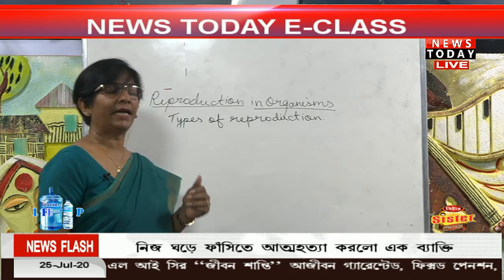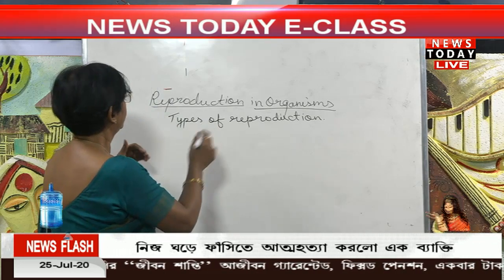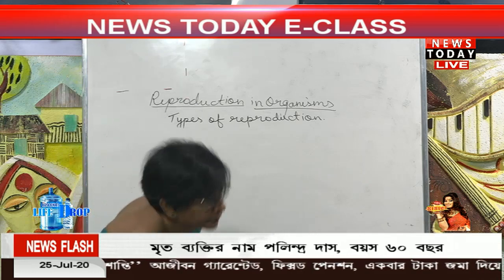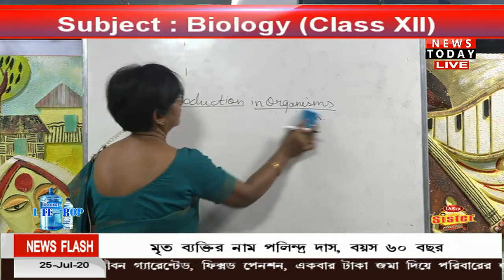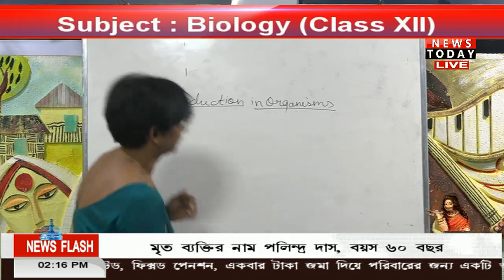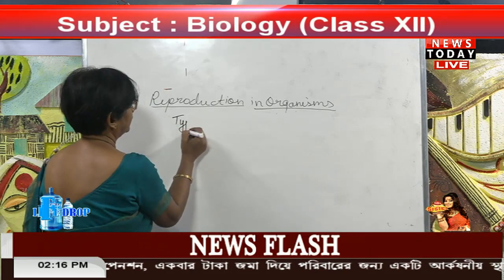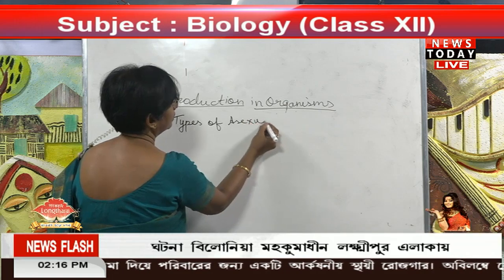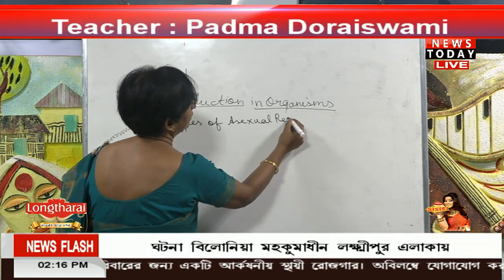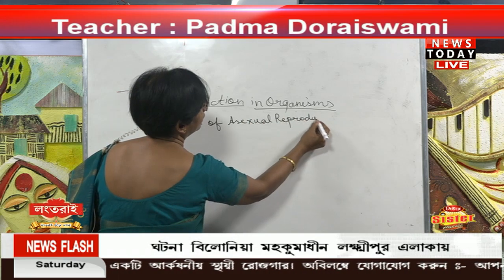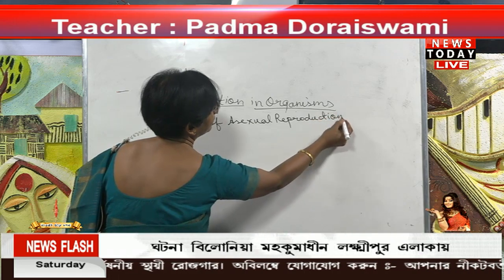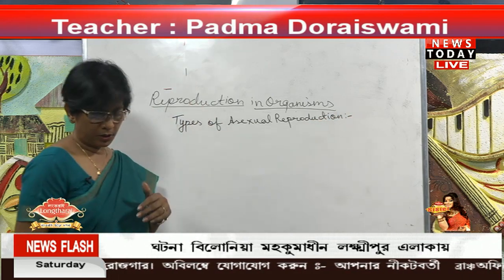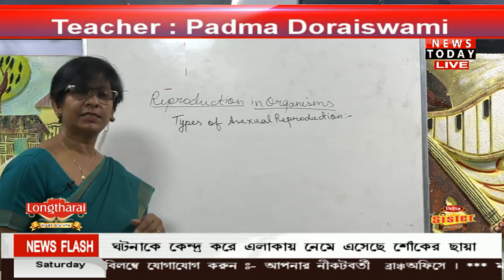Now, we will go to the types of asexual reproduction. So, the first one is fission.